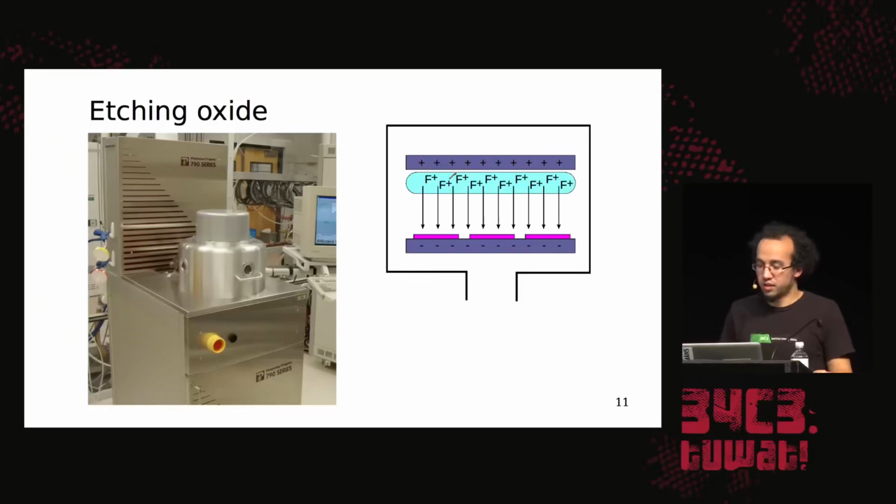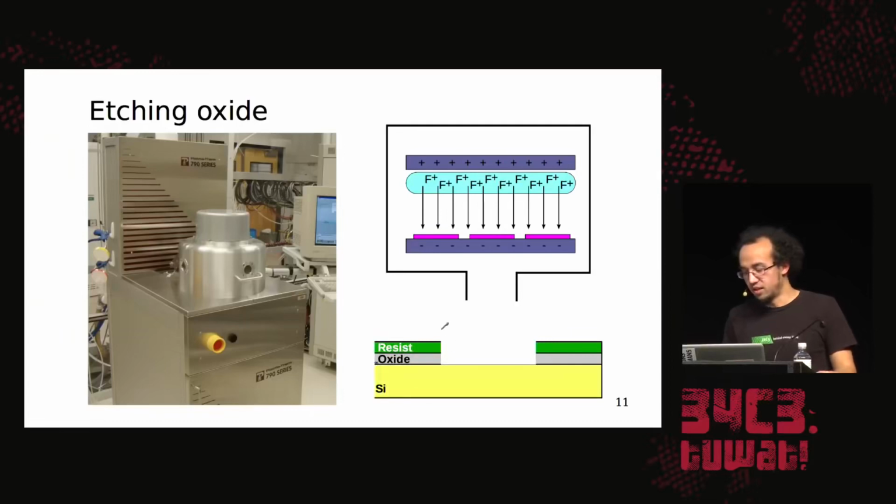So the situation is now this. You have fluorine ions here, and they are accelerated to the wafer below and etch away the exposed oxide here. So, well, the oxide gets away where it's not protected by resist.